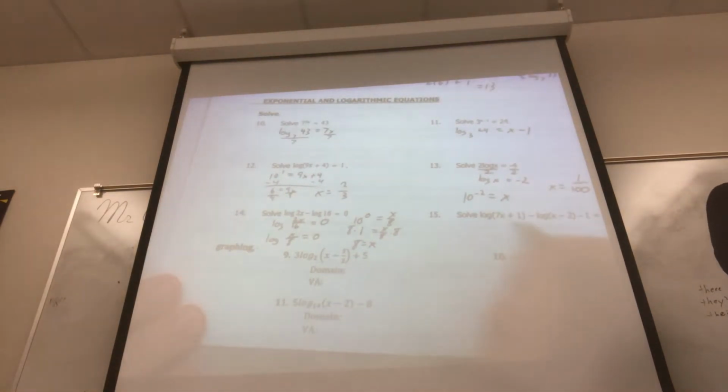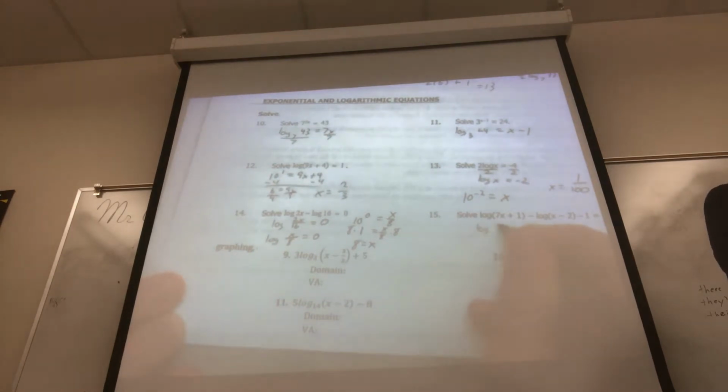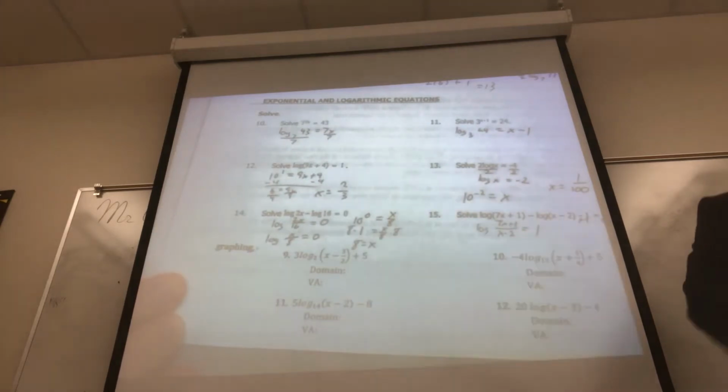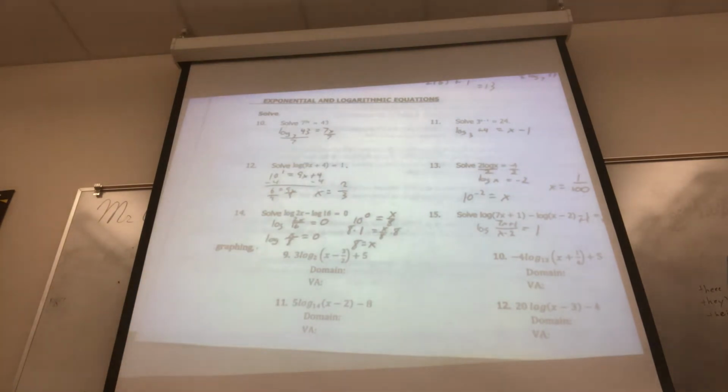On this one, same kind of thing. We're subtracting. It turns into a fraction. That's the log of 7x plus 1 over x minus 2 is equal to a 1. I'm going to add 1 to both sides to get that 1 over there so I can put my logs together.